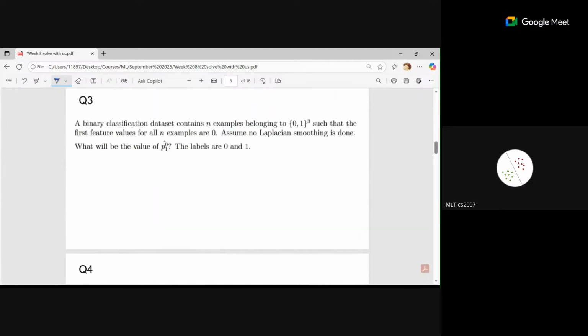All right, let's do the third question. The question says a binary classification dataset contains n examples belonging to {0,1}^3, such that the first feature values on all n examples are 0. Assume that no Laplacian smoothing is done. Then what should be the value of p1 hat of 0?